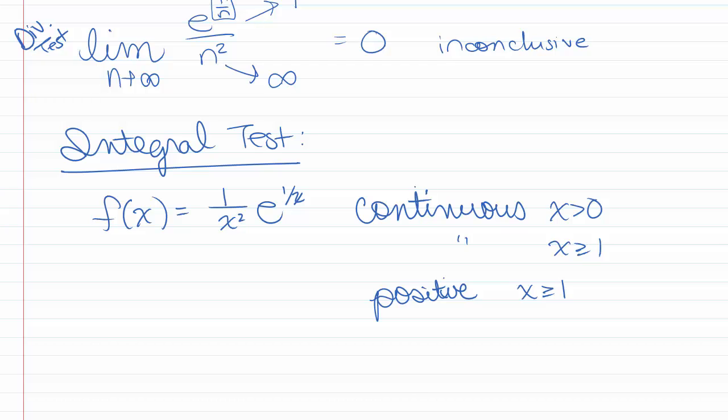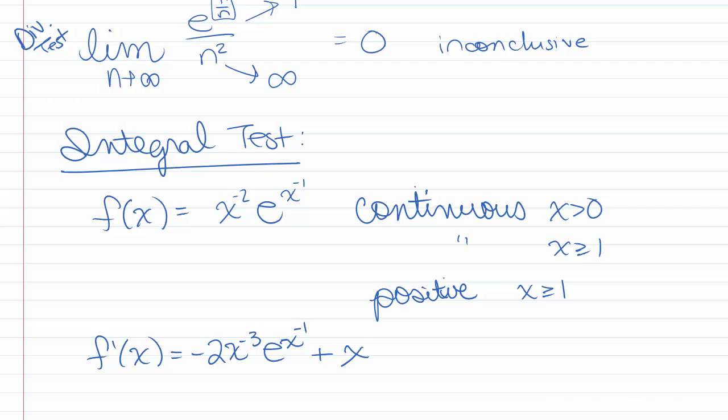So let's take the derivative. F prime of x is equal to, let's write this as x to the negative 2, then we can do the product rule. I'll write this one as x to the negative 1. So the derivative of the first term is negative 2, x to the negative 3, times the second term unchanged, plus the first term unchanged, times the derivative of the second term. So that would be e to the x to the negative 1 times the derivative of x to the negative 1, so that's negative 1, x to the negative 2.